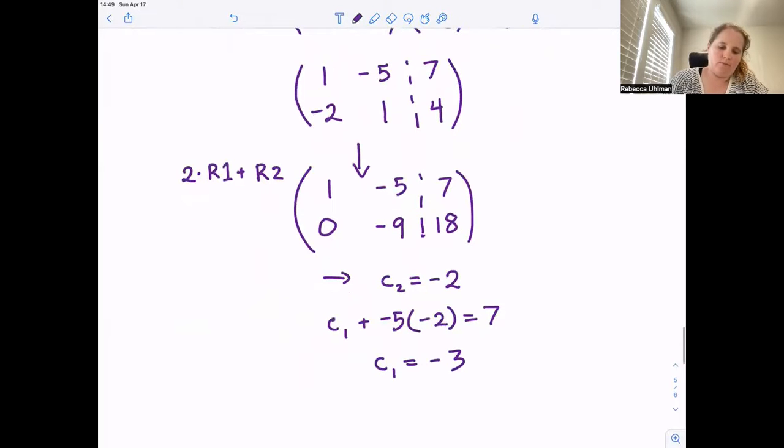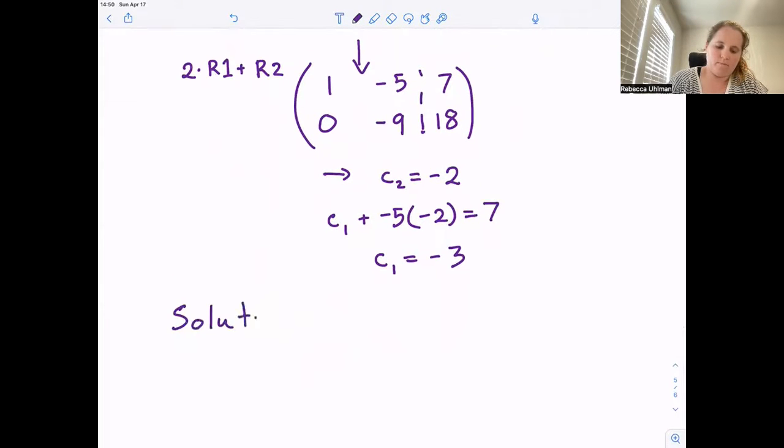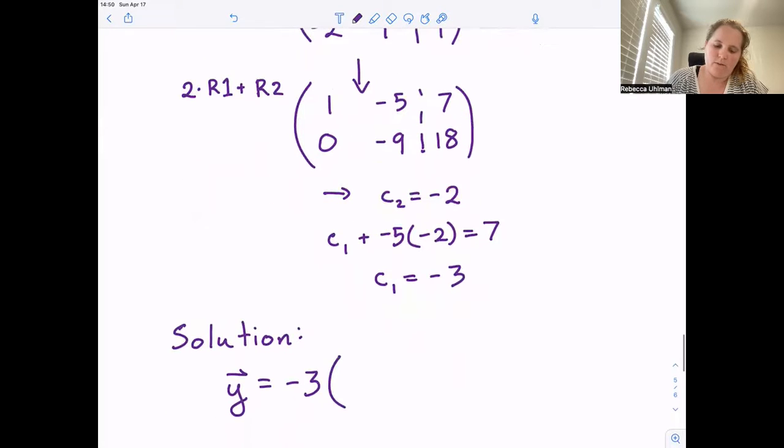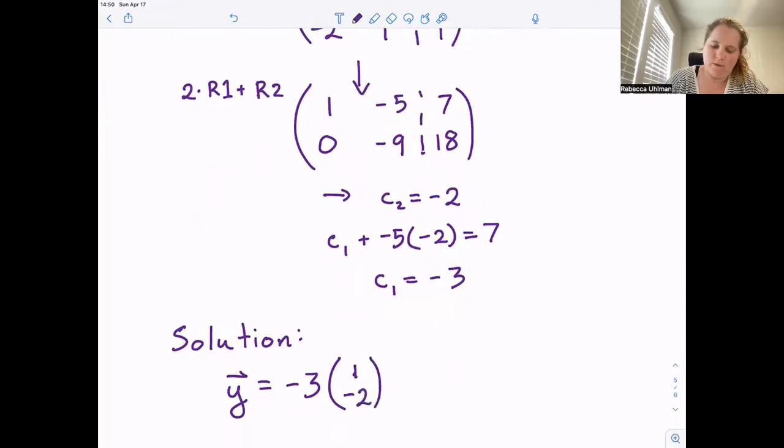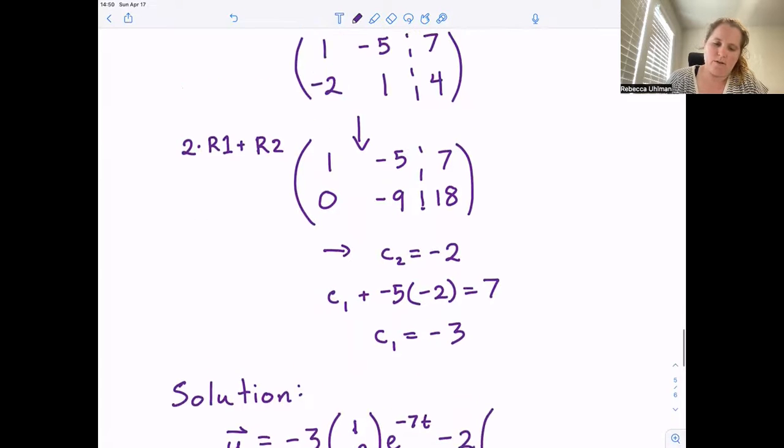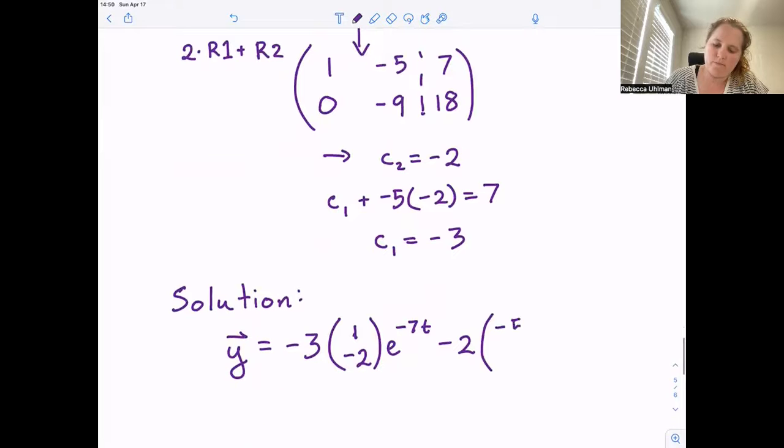So our final solution is therefore y is equal to -3 times the vector 1, -2 times e to the -7t minus 2 times the vector -5, 1 times e to the 2t. So this is how we can go about solving either for the general solution or solving an IVP in the 2 by 2 case. In the next video, we will look at the 3 by 3 case.